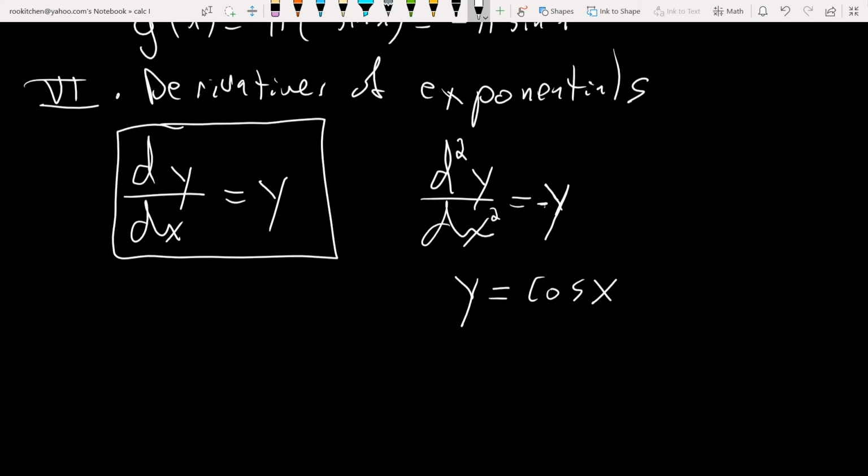Is there a function such that its slope is equal to itself? You know, somehow when the population goes up, the rate of change goes up. Okay, the slope increases as the population increases. Is there a function like that?